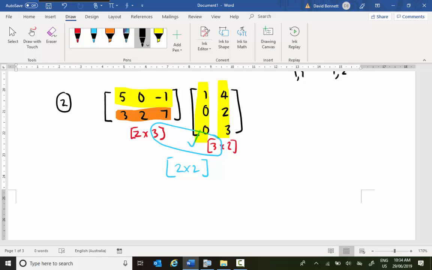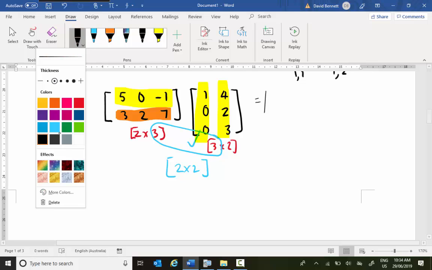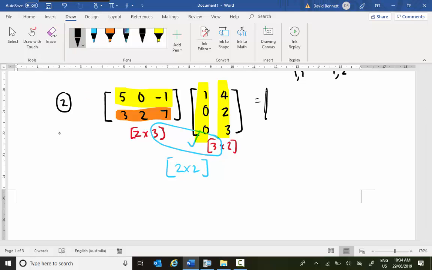So let's do it. All right, now I'm going to skip that first step from before. Remember that first step I said you didn't have to do, which is write it out. Okay, let's go to just doing the answers. All right, 5 times by 1. The first term in each of these is going to give me 5. 0 times by 0 is going to give me 0. And then I've got negative 1 times by 0 is going to be 0. So that's going to be 5, that first answer.